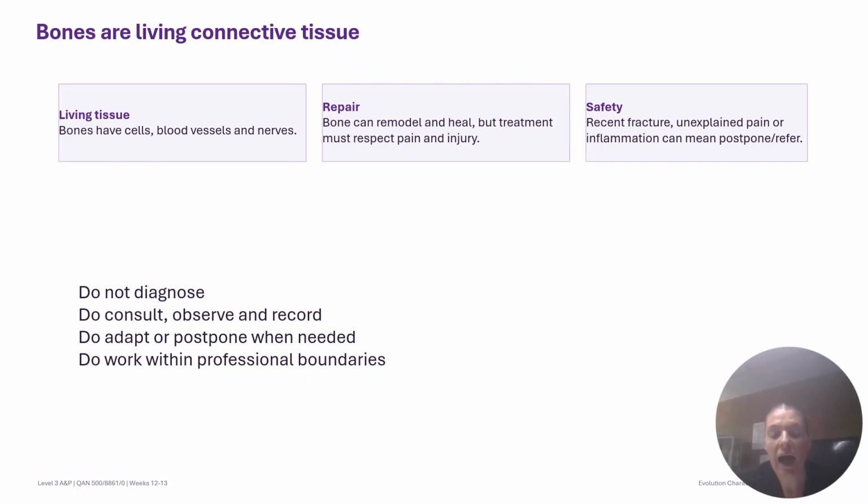Remember that. And safety. Recent fracture, unexplained pain or inflammation can mean postpone or refer. That's in regards to your treatment. Any unexplained pain, anything that they can't explain, but there's some swelling or something there, you avoid the area or do not go ahead with the treatment. Offer them something else. If they've got a dodgy knee, lots of people say, oh, I don't know what I've done there. It's bruised, it's full of fluid, don't touch it. Explain to them that you will have to avoid the area.